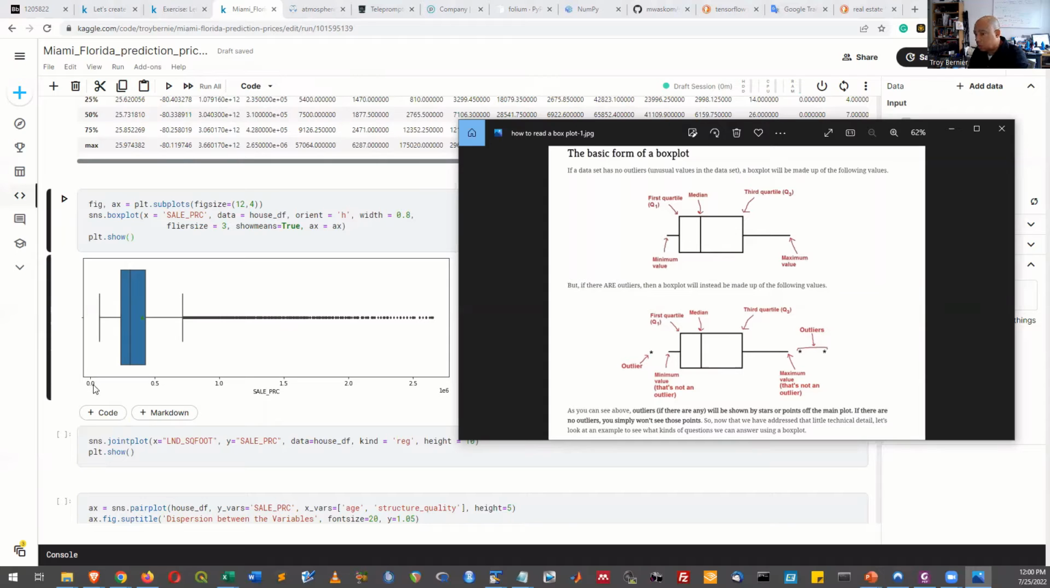So none of the homes were sold for free. Okay, nothing was given away. However, this here would be considered $500,000. This here is considered $1 million and beyond. Okay, I hope that helped a little bit.